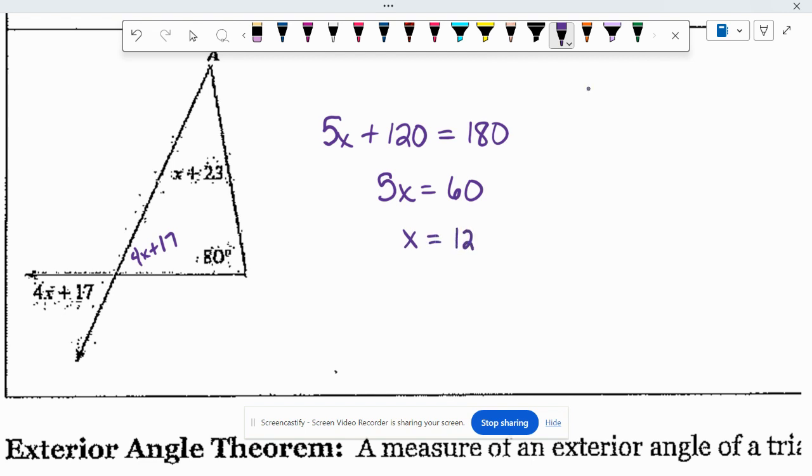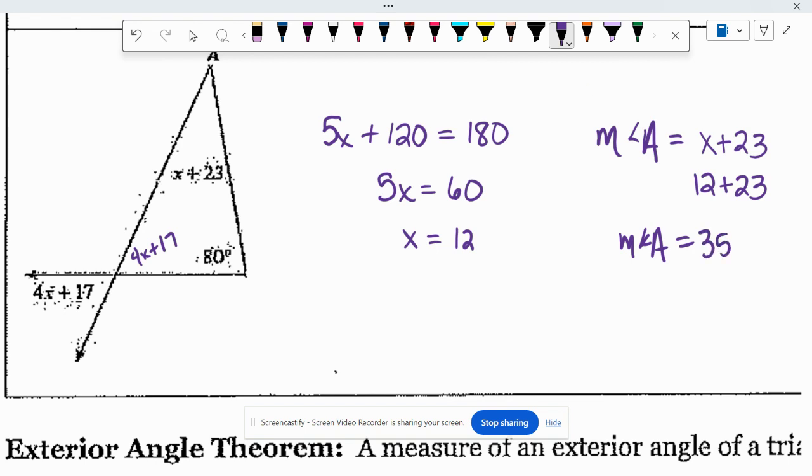Okay. We still have to find the measure of angle A. We're still trying to find the measure of angle A. And that's the expression X plus 23. Well, if X is 12, 12 plus 23 is 35. So the measure of angle A equals 35 degrees.